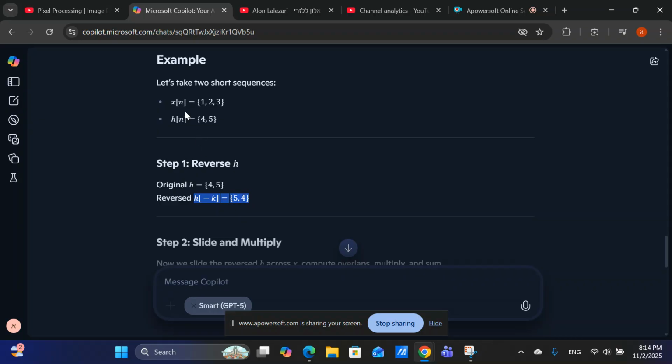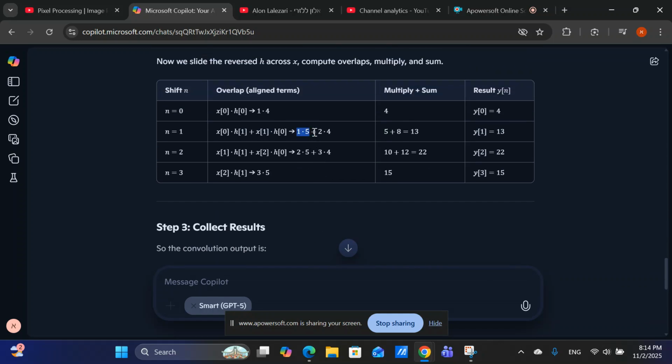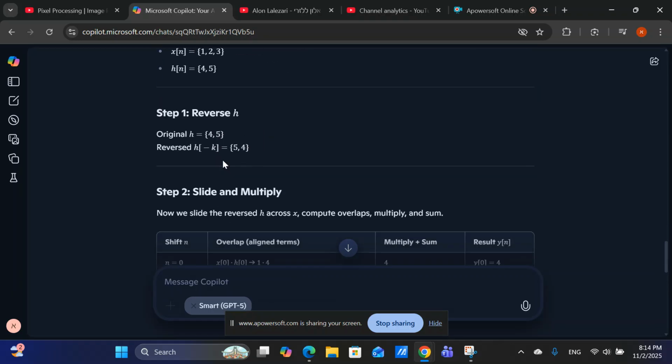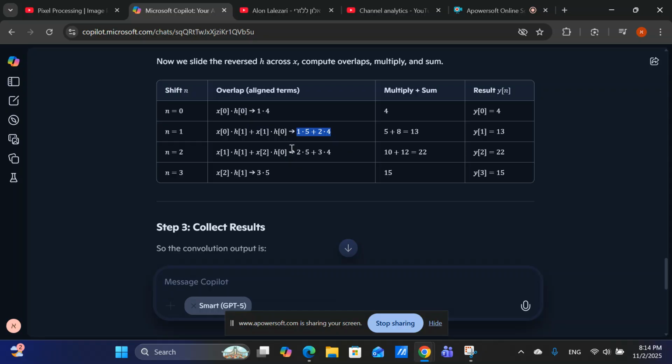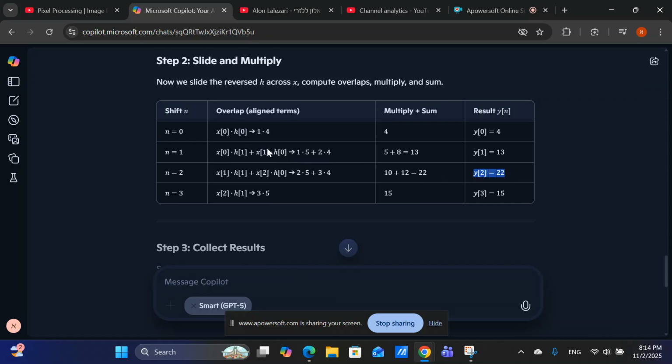And the next one, we continue to slide this h, this reversed h, and then 4 will be here, 5 will be here, so it's 1 times 5 plus 2 times 4. This is for y[1]. We continue to slide this reversed h on x, so we get another step. Now 4 will be under 3, and 5 will be under 2, so it's 2 times 5 plus 3 times 4, so y[2] will be 22.